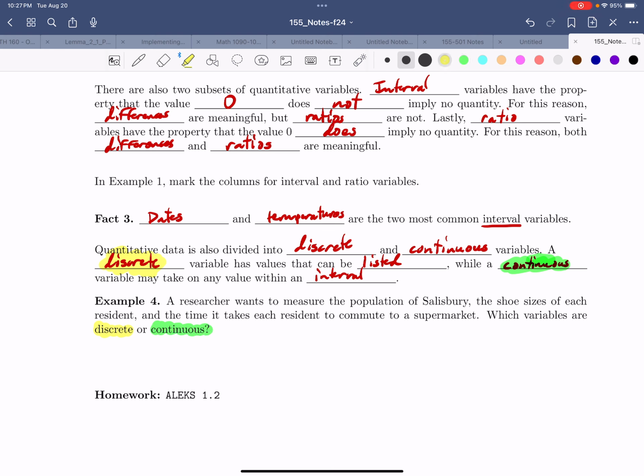Well, let's see. Shoe size is definitely discrete, right? It's 1, 2, 3, 4, etc. There's no 1.5 shoe size, right? The population, depending on how you look at it, I would also argue that's discrete because, again, you don't have fractions. You don't have 2.5 people in Salisbury. But the time it takes to commute to a supermarket is definitely continuous, because time is continuous, right? It could take you 2.5 minutes, 2 minutes, 2 2/3 minutes, etc.